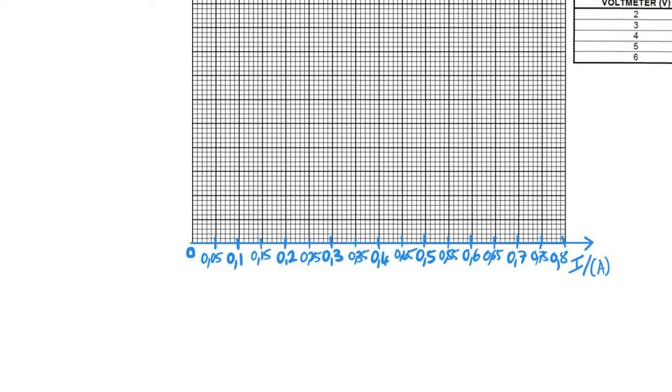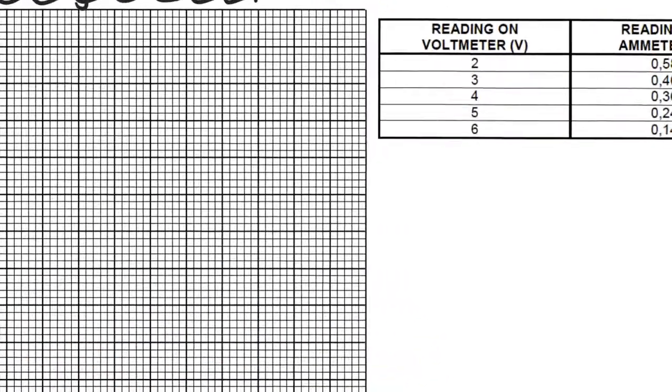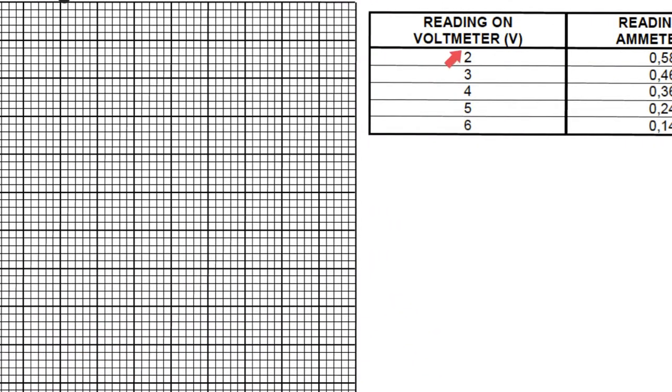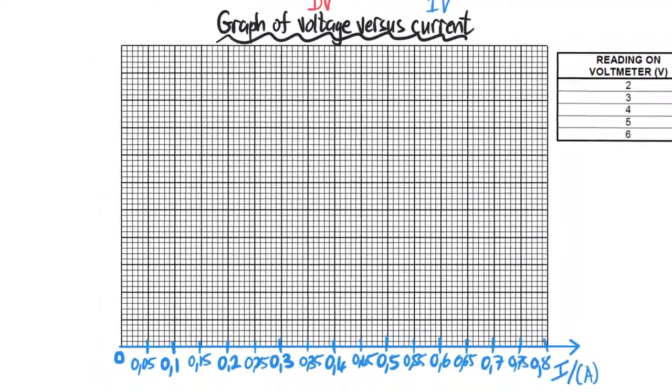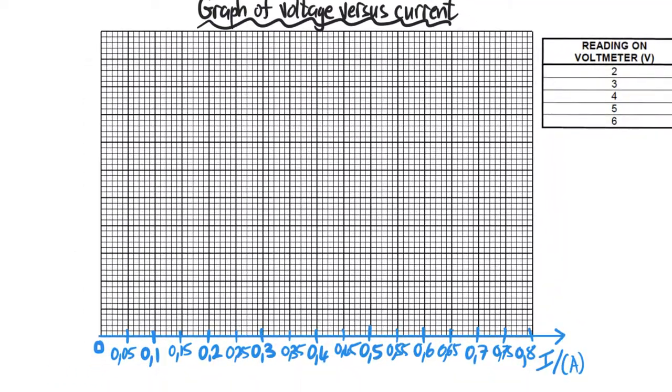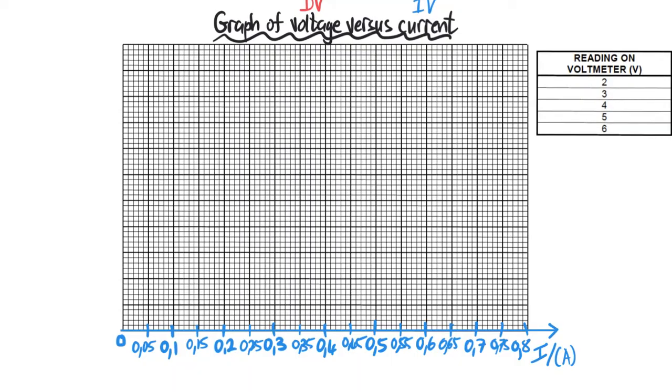Now we go to the voltmeter readings. If we look at our data, we'll see that our voltmeter readings go from 2 to 6. So we're going to need to incorporate bigger values than 6 because we're going to need to extrapolate this graph to the y-axis. So if I look on the y-axis, on the vertical axis, I'm going to firstly draw a line to represent it. So the line's going to be there.